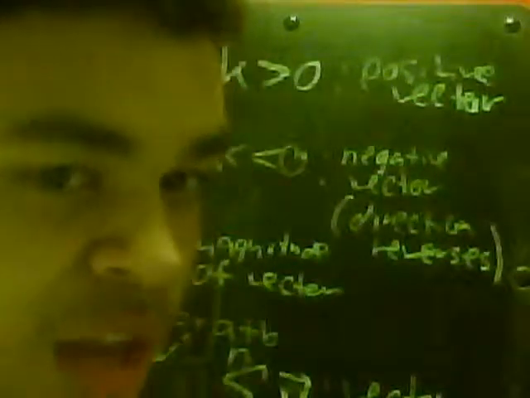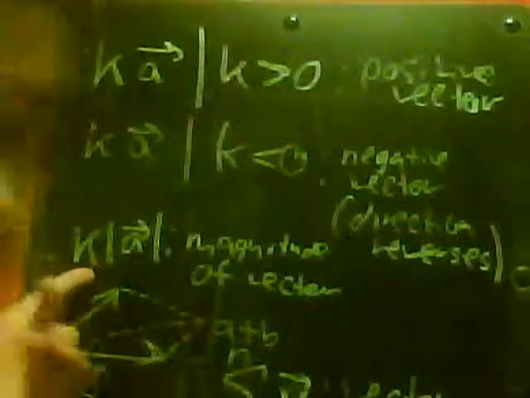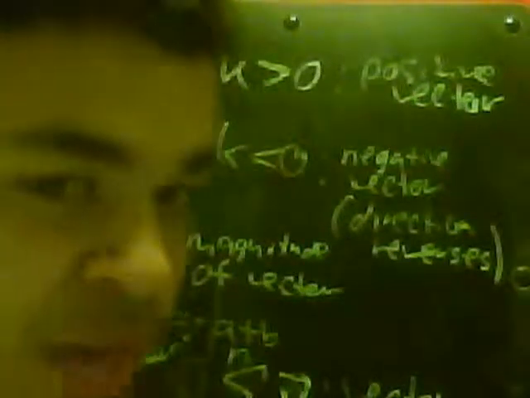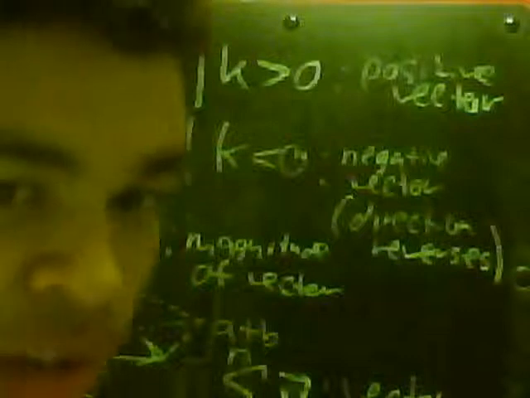So tying it all together, we can simply state that the magnitude of the scaled vector is given by K times the absolute value of A. Again, K being the scalar constant.